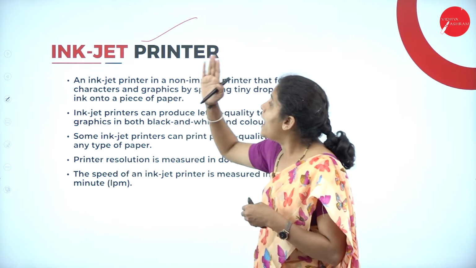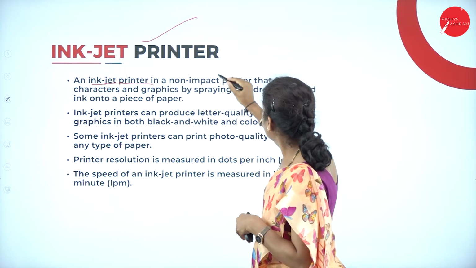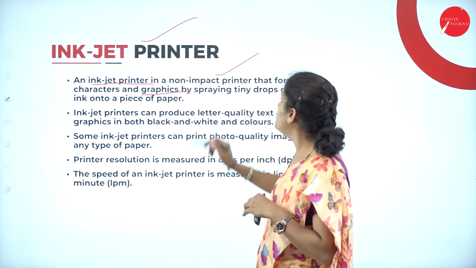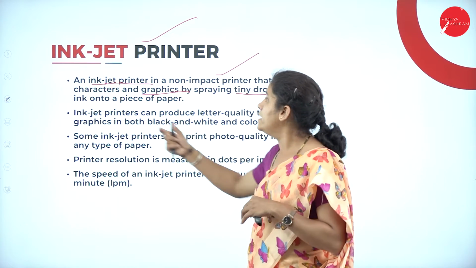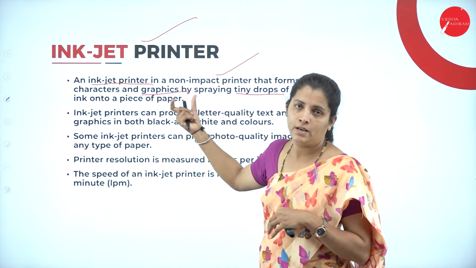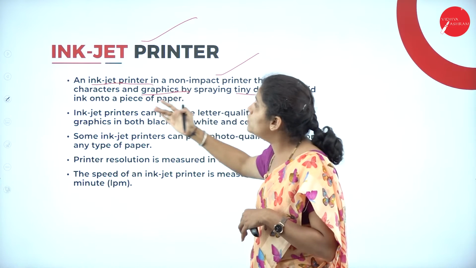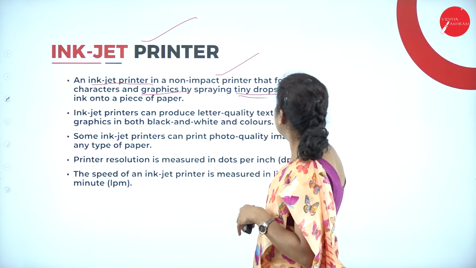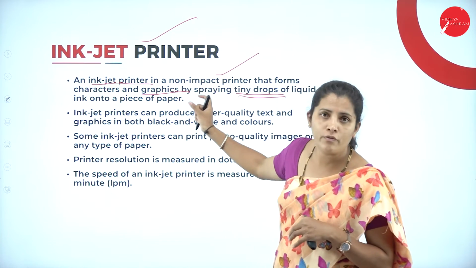So, an inkjet printer is a non-impact printer that forms characters and graphics by spraying tiny drops of liquid onto a piece of paper. With an inkjet printer, it is possible to print characters by spraying tiny dots of liquid ink onto a piece of paper.